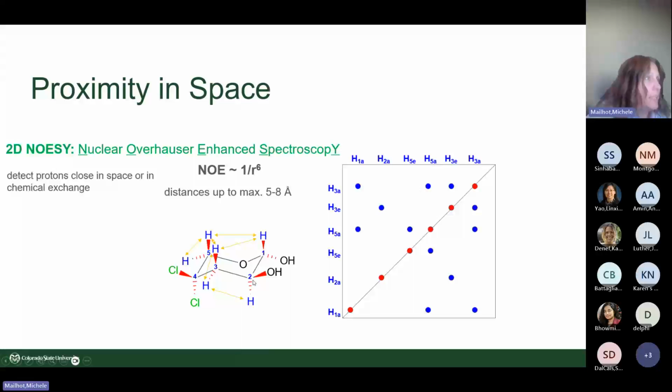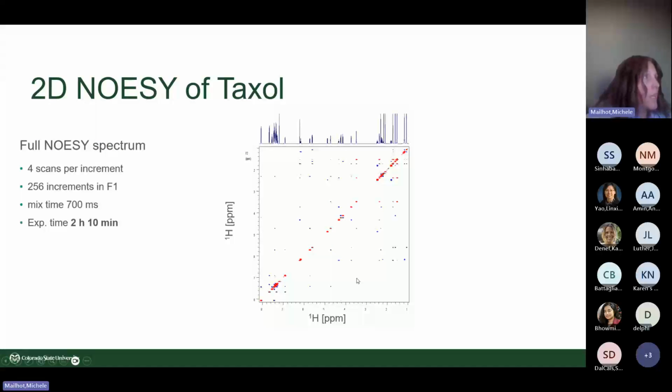Okay, so the idea is this is through space. So you can start to understand whether this is a chair or if it was a boat shape based on how intense your cross peak is. This is a proton-proton correlation again. So you have a diagonal. These are the protons that correlate to one another. They're red here, so it's color coded, and then the blue are the NOE cross peaks. So for Taxol, this is what the data looks like.